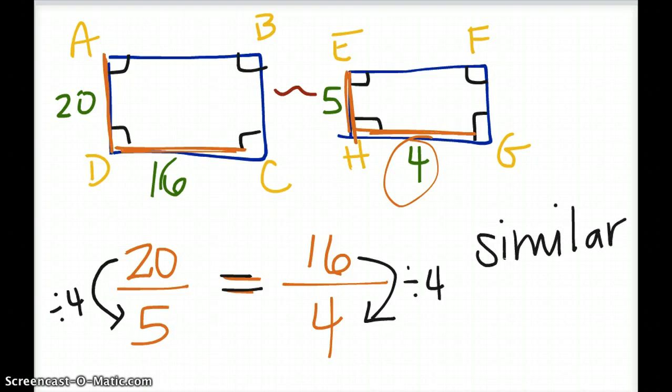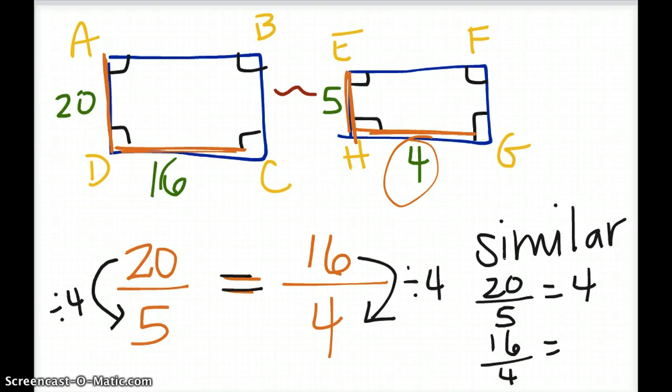Another way to think about that is if you just divide the ratios out. If I take 20 divided by 5, I get 4. If I take 16 divided by 4, I get 4. Their ratios are equal. That's how you can test if they're similar.